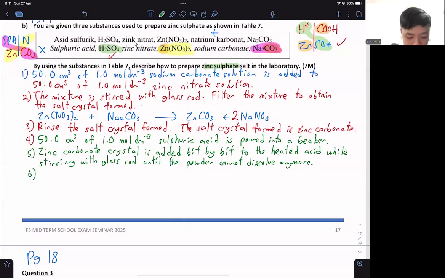So number 6, the unreacted powder is, because you got the excess zinc carbonate added just now. I don't want to stick together with this one, so I want to remove the extra one, so it's removed by filtration.